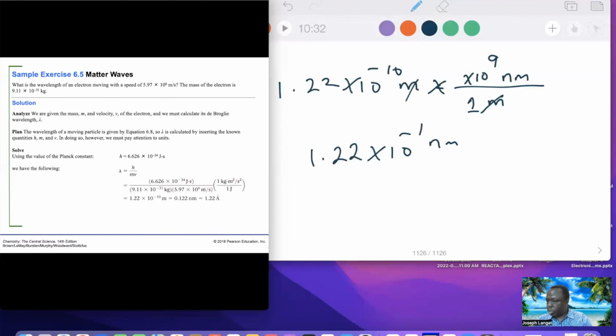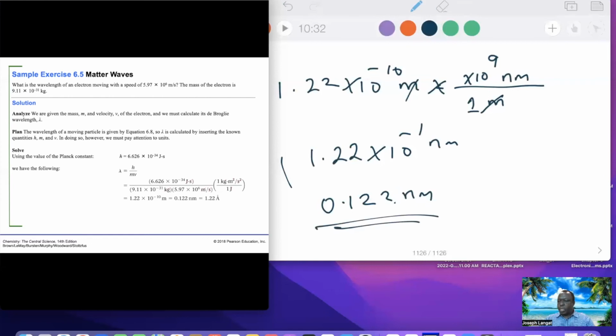So if you change that across, this will be 0.122, but it's just going to be nanometers. This is nanometers.